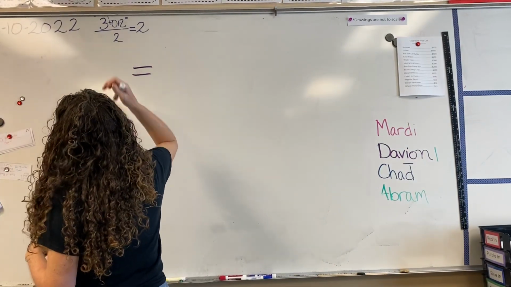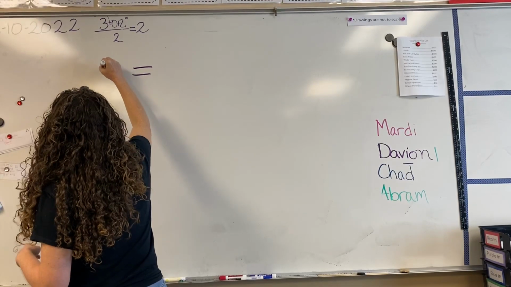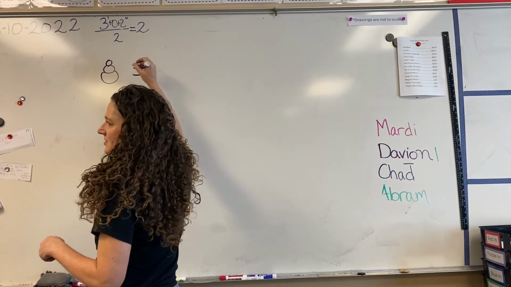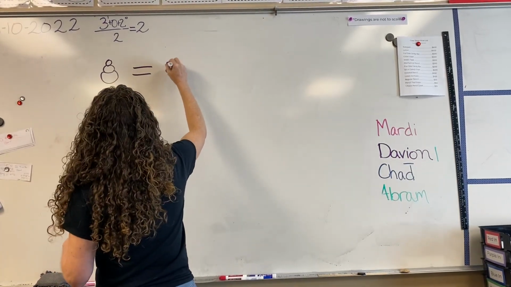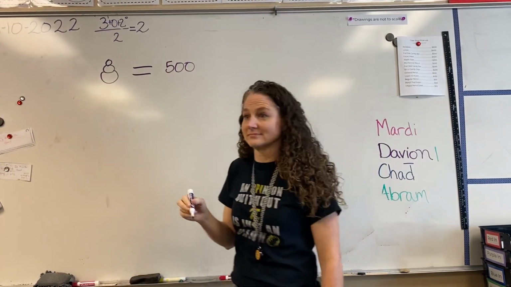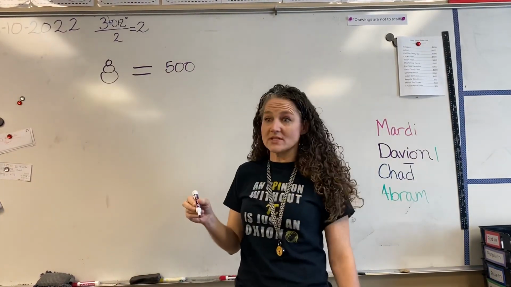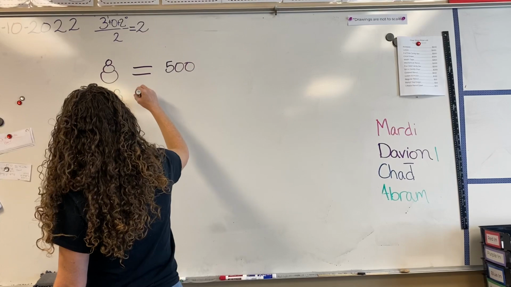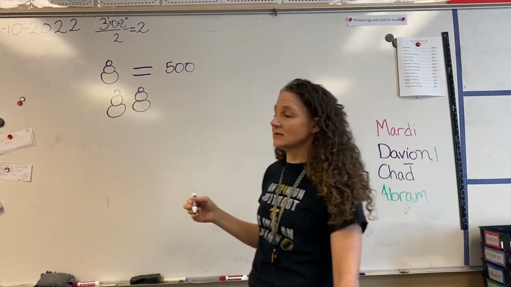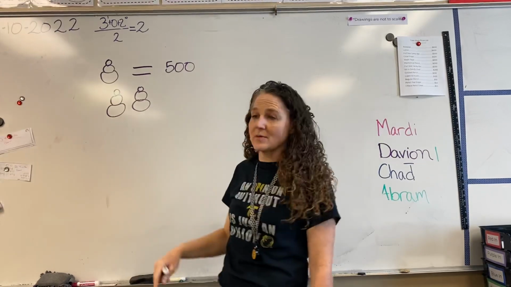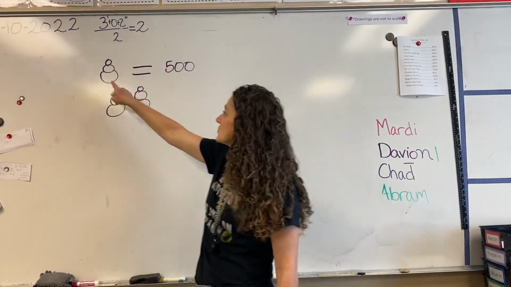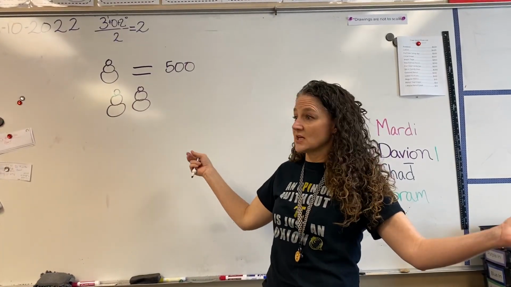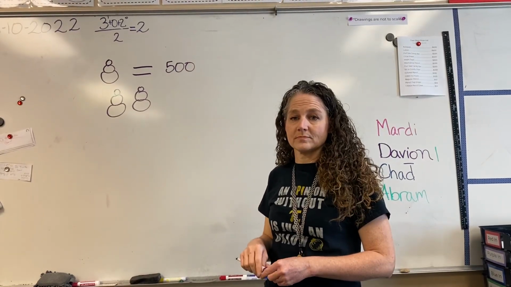So if I say that a snowman equals 500, and I have 2 snowmen, how much do I have? 1,000. Because I have 2 snowmen. I guess really I have 3 snowmen. So how much do I have? 1,500.